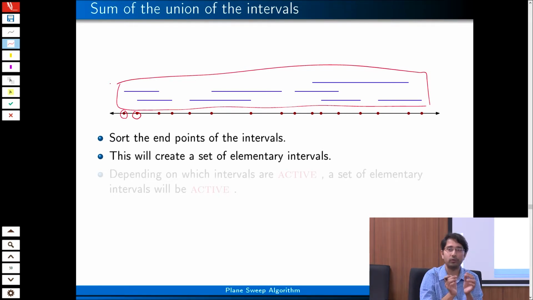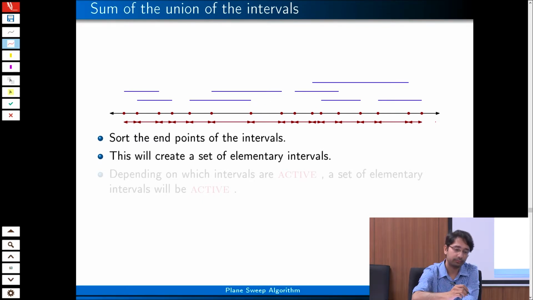How many intervals will the 2n endpoints divide the whole x axis into, a set of small intervals? How many intervals? If I have 1 point, how many intervals do I get? If I have 2 points, how many intervals do I get? So, the number of intervals I get is n plus 1. I ignored the first interval and the last interval, and I am calling these intervals elementary intervals. So, I have a set of elementary intervals.